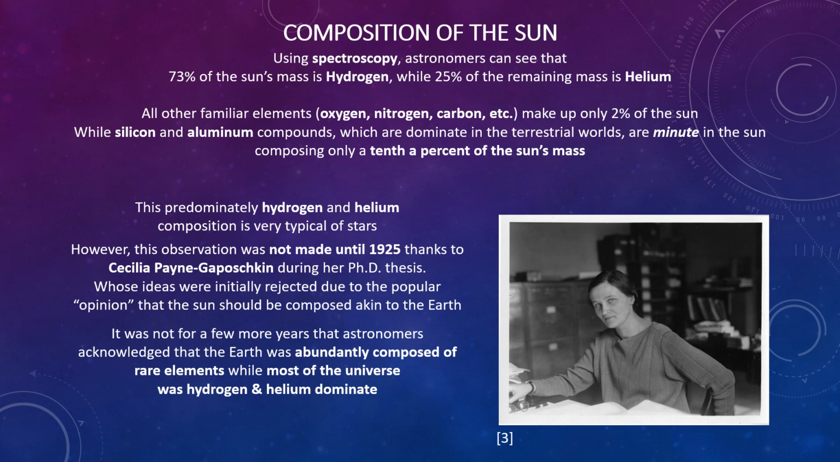So a star is typically composed of hydrogen and helium predominantly, and this wasn't actually known until about 1925, thanks to Cecilia Payne-Gaposchkin during her PhD thesis. Originally, her idea was rejected because the popular opinion at the time was that the sun would be composed of the same things as the Earth. It was just hotter. However, she found that it was composed of all of these elements which we have discussed. And it still took a few years for astronomers to acknowledge that the Earth was abundantly composed of the rare elements, while most of the universe was actually hydrogen and helium.